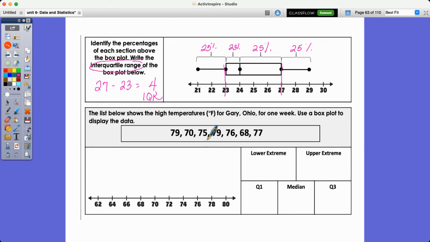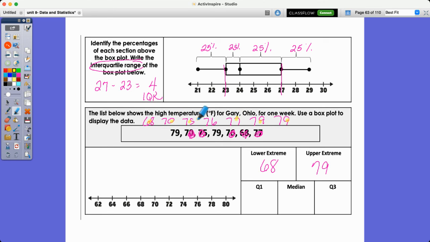Okay, let's take a look at this one. The list below shows the high temperatures for Gary, Ohio for 1 week. Use a box plot to display the data. So we need to put these in order. I'm going to write them above it. So I have 68, 70, 75, 76, 77, and two 79s. Okay, first thing we're going to do is find our lower extreme, which is 68, or our minimum. Our upper extreme is 79. Let's find our median. Cross off, dot, dot, dot, dot, dot, dot.